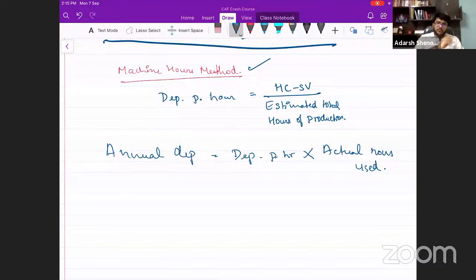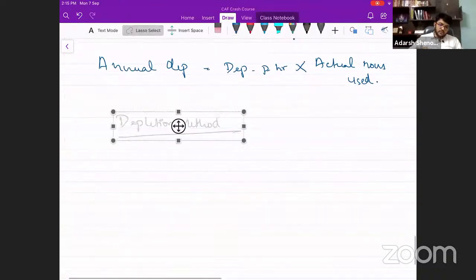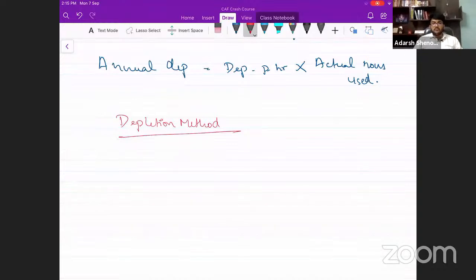Okay. One more method we have is known as the depletion method. Can you guess what this method is used for? For what do we use this method? We have seen this term depletion before somewhere. Where do we use this method, depletion? Where is this term used? Very good. It was used in the case of land. So there we use this term depletion.